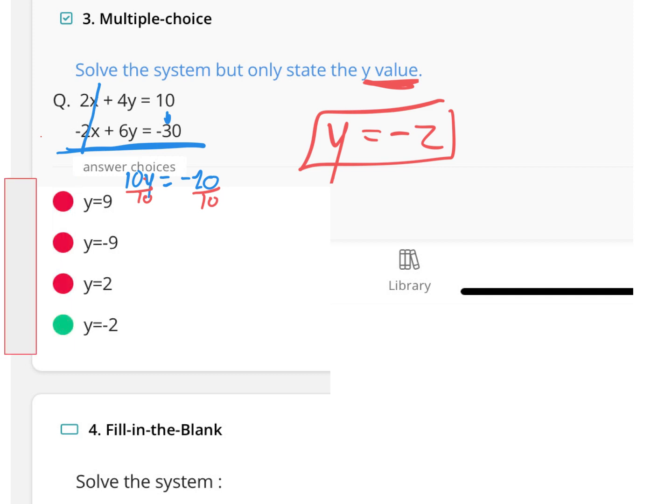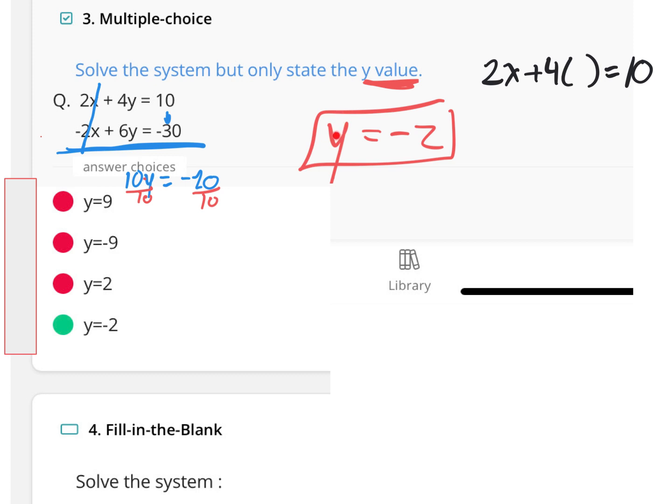Now, what if they would have said state the x value? Well, you'd have to finish off this system. You got to finish off solving it. So you would take the negative 2 and plug it back into the y value and then work it out. So like on the top equation, it reads 2x plus 4y equals 10. But notice instead of y, I put parentheses. I put parentheses instead of y.